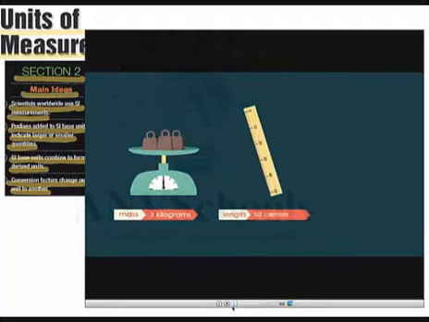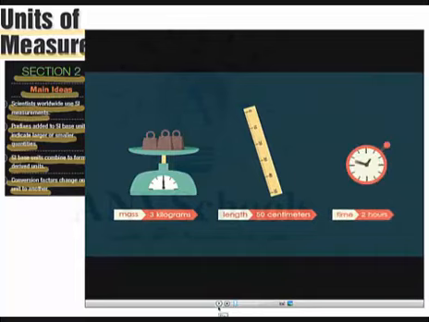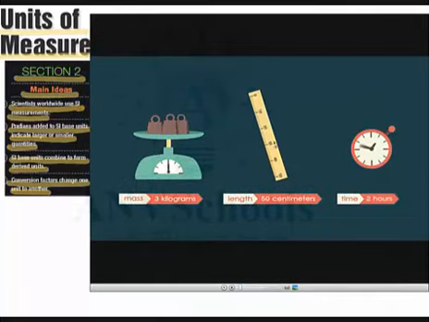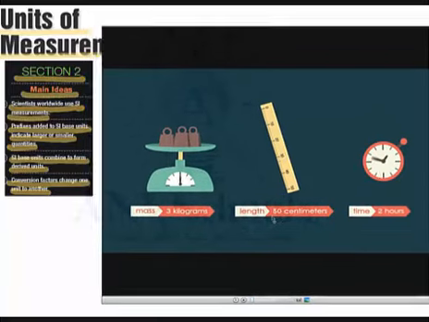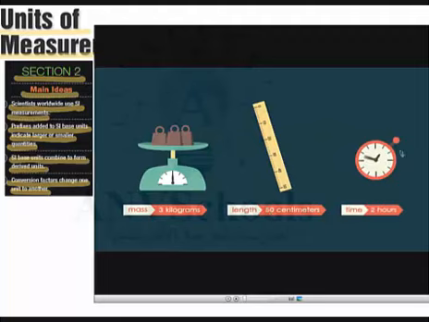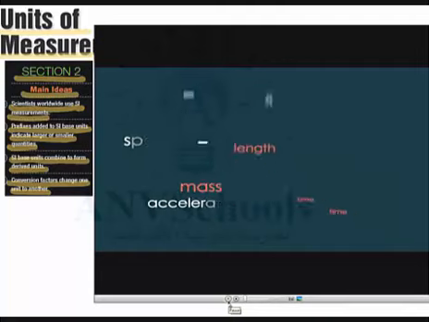When scientists are measuring substances, for mass they will use a balance. For length, they may use a ruler, and for time, they may use a clock. But how did people really start doing this? That is what we will be looking at in the coming time.